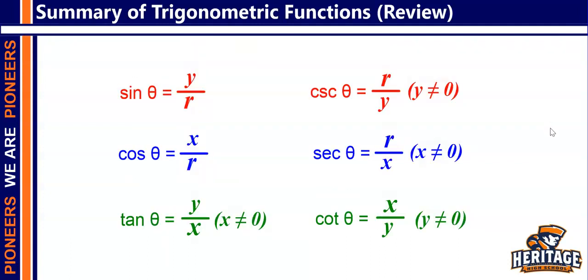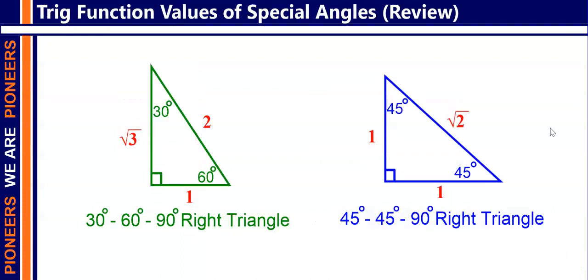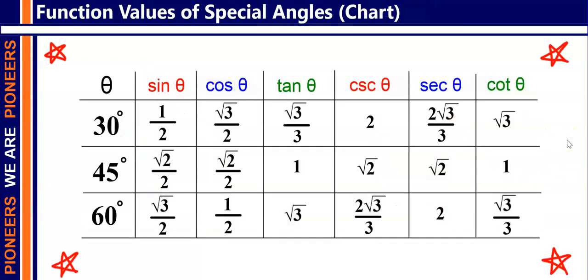Here's a recap on the 6 trig functions. Again, we use the values of x, y, and r because most of these problems will be on the coordinate graph. And because we're focusing on special angles, here are the special right triangles for each type of problem. So 30, 60, 90 has sides of lengths 1, square root of 3, and 2. 45, 45, 90 has sides 1, 1, and square root of 2. So please take note of the special right triangles.